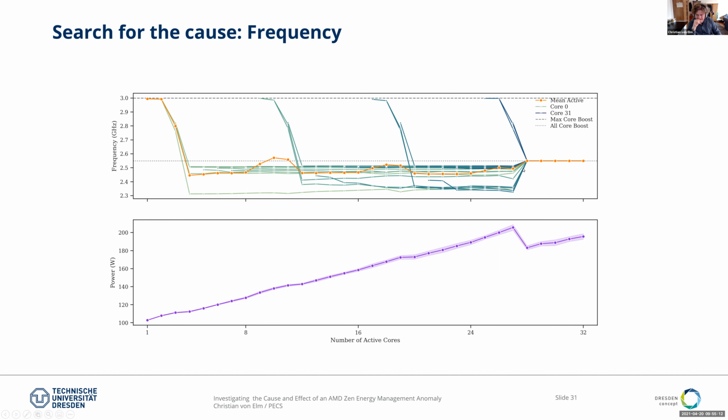What I quickly want to mention here, because it is a very interesting observation, is that the mean frequency of the active cores actually rises a little when the anomaly happens at 28 active cores, while at the same time we have far less spread. This is the only point where they actually start using a frequency that high.